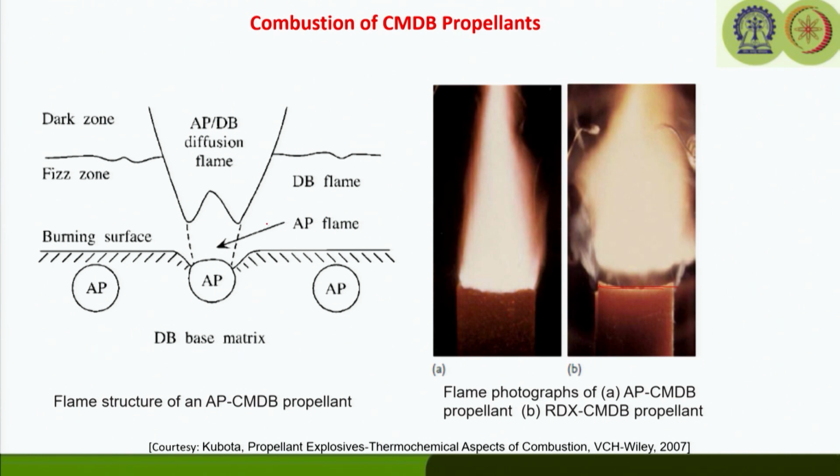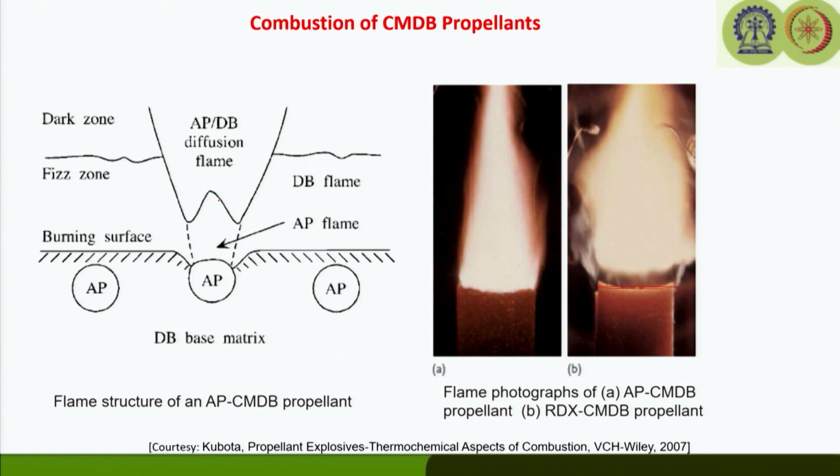Typical temperature, as you have seen for the AP premix flame, is in the order of 1300 to 1400 Kelvin, and the interdiffusional flame from the DB flame and the ammonium perchlorate premix flame, they are going to produce some AP DB diffusion flame, and the typical temperature is in the order of 1500 Kelvin.